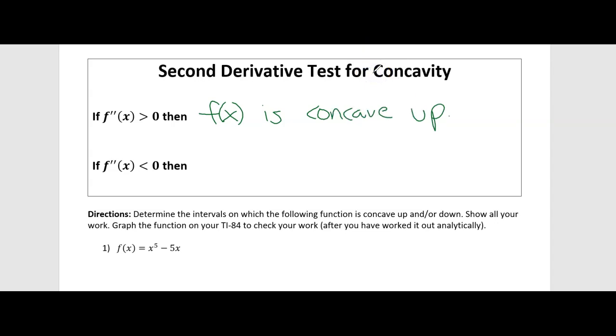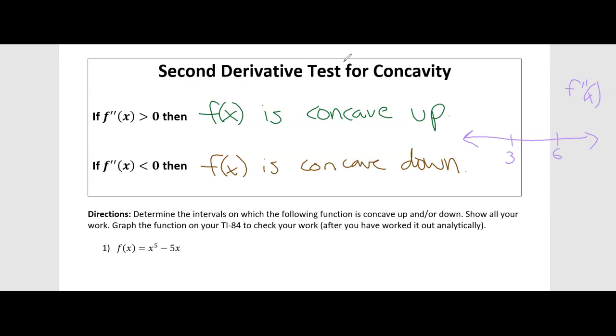And if f double prime of x is less than 0, then f of x is concave down. So this allows us to find intervals of concavity, right? If we have those little number lines where we find the critical points, except now we would be finding the critical points of the second derivative, right? We'd be doing f double prime of x. And let's say we had critical points at 3 and 6, and then we had positive, negative, positive.